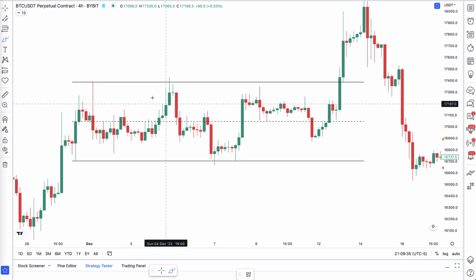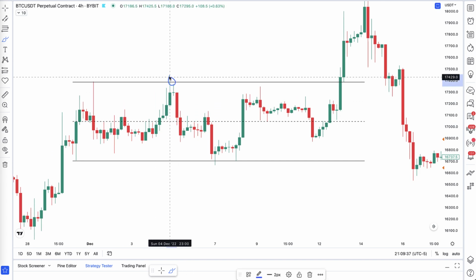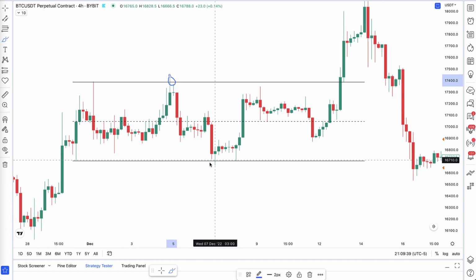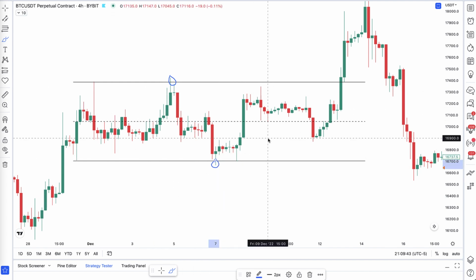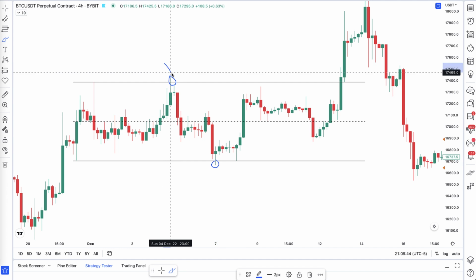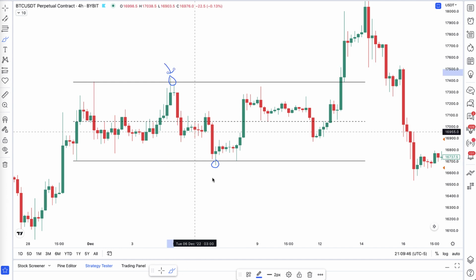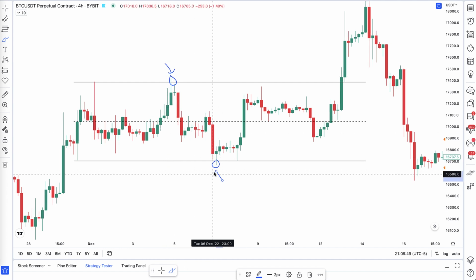As you can see over here, we got the wick above this high and we got the wick below over here. So it's taken out both sides of the range. And these are the points where you want to look for entries because that is what we're expecting. That is basically the rules of the range.